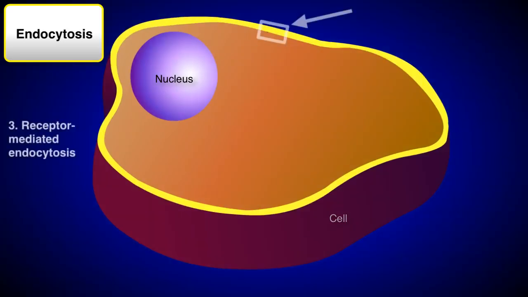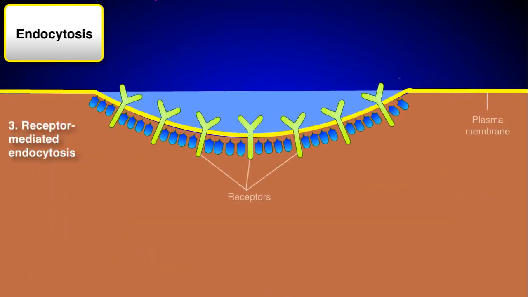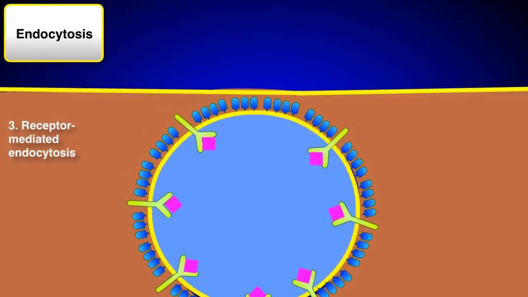During receptor-mediated endocytosis, molecules bind to specific receptor proteins embedded in a coated pit within the plasma membrane. When enough molecules accumulate in the coated pit, the pit deepens, seals, and is incorporated into the cell as a vesicle.